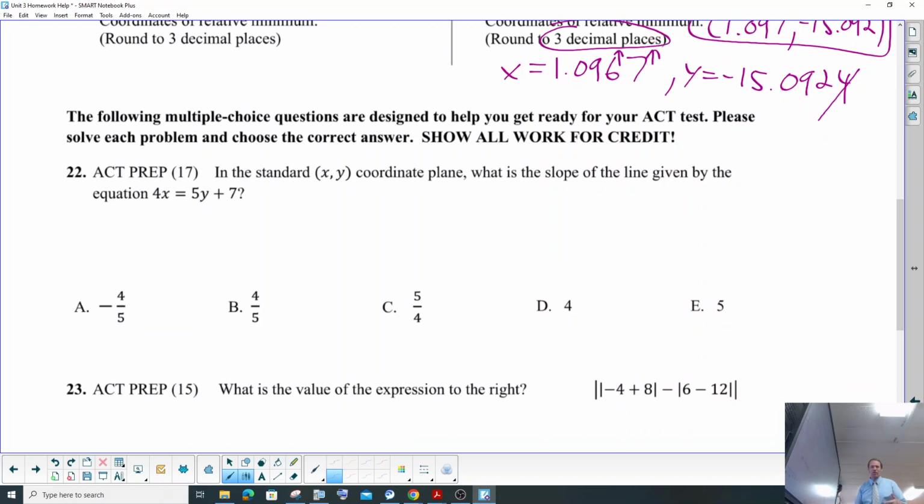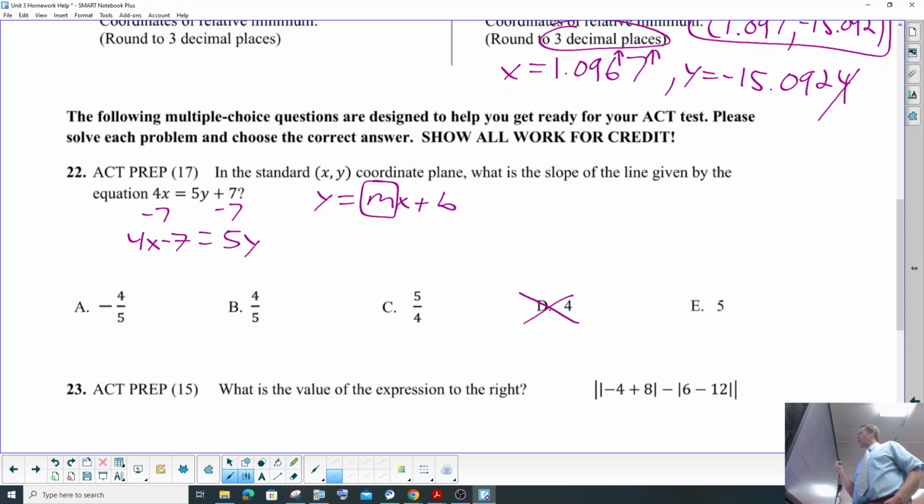ACT Prep: do you remember how to do an equation of a line? Just solve for y. y equals mx plus b is the equation of a line, and the number next to the x is your slope. So you have to go ahead and subtract 7 to this side, so we get 4x minus 7. The answer is not 4. I know you want to put 4, but it's not. Why not, Mr. Newbold? Because you're still solving for y.